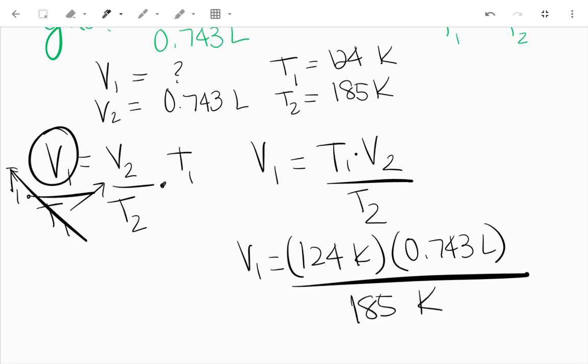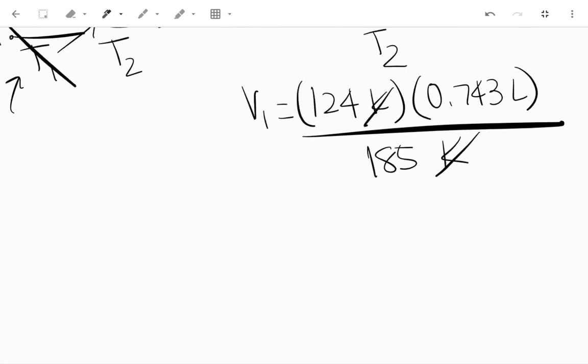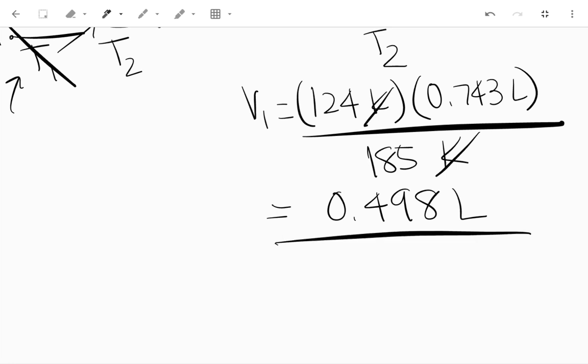The K's cancel out, just like we canceled out the temperatures here. These variables will be crossed out, canceled out. And my last number, after I calculate it, 124 times 0.743, divided by 185, is 0.498 liters, and that is my initial volume.